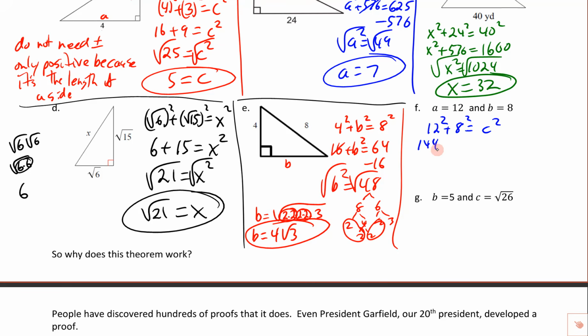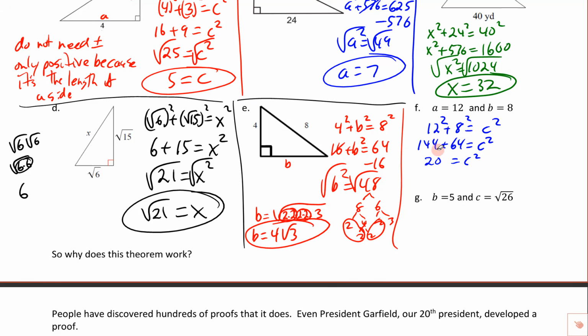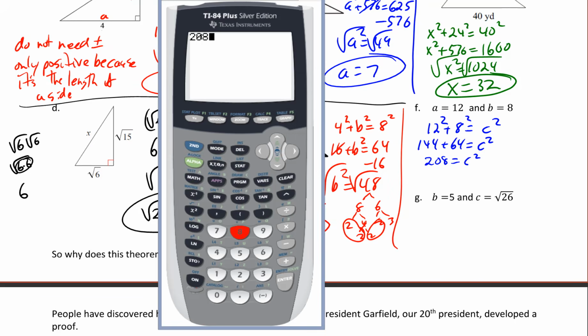This is going to be 144 plus 64. Again, we can do that much without a calculator, and I think we get 208 here, but let's grab the calculator and just make sure. So let's do 144 plus 64. We get 208. Okay, now I'm going to clear this off. I'm going to take 208. That is not a perfect square. That's not on our list. So I'm going to take the calculator and we're going to go ahead and do this.